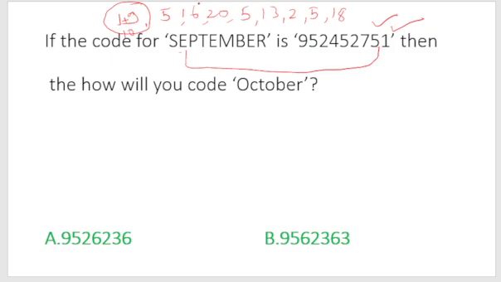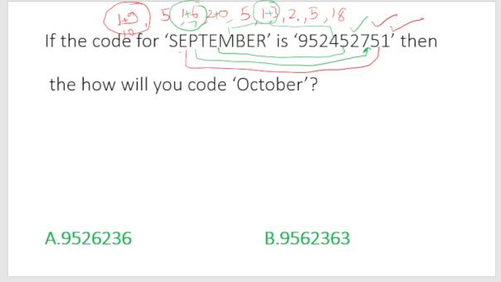Next is P, which is 16. 1 plus 6 is 7, so the P code is indicated by 7. T is 20, so 2 plus 0 is 2. Next E is 5. M is 13, so 1 plus 3 is 4, and M is indicated by 4.